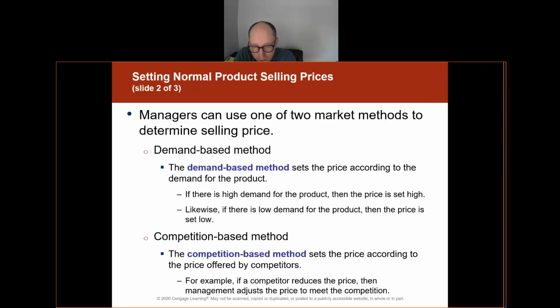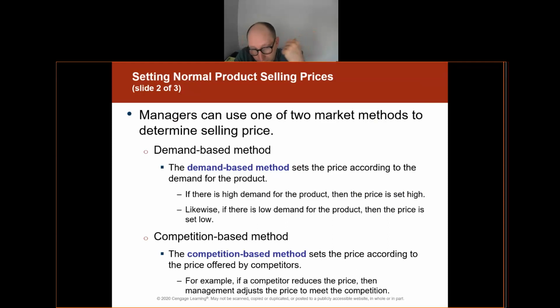The other method for pricing your products is called the competition-based method. How much are your competitors selling it for? So, example of this, iPhone versus Android, right? iPhone versus Android. There's two cell phone manufacturers. You got Apple, you got Samsung. And the two compete with each other. They compete based on product. They compete based on price.